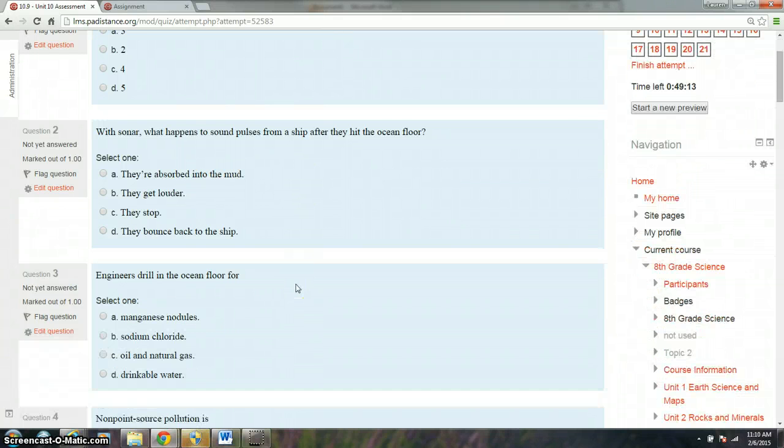Question 2. With sonar, what happens to sound pulses from a ship after they hit the ocean floor? A, they're absorbed into the mud. B, they get louder. C, they stop. D, they bounce back to the ship.